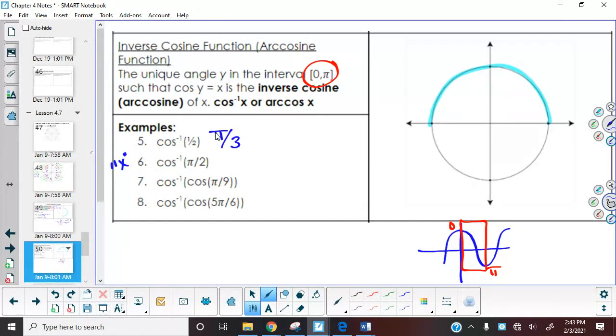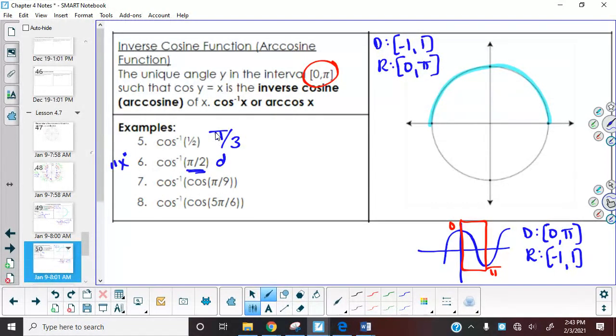Now, inverse cosine's domain is going to be negative 1 to positive 1. So let's take a second and recap that bit. If we look here, the domain of this guy is going to be 0 to pi, and our range goes from negative 1 to positive 1. But again, for our inverse function, our domain and range flip. So the domain is negative 1 to positive 1, and our range is 0 to pi. Okay, so when you look at this, this falls outside of that domain. So therefore, this one does not exist. It only goes from negative 1 to positive 1.